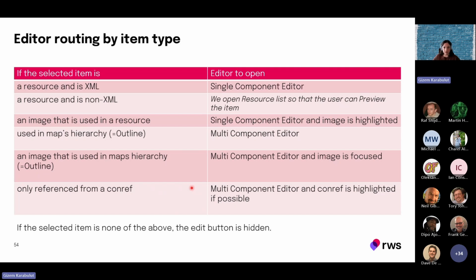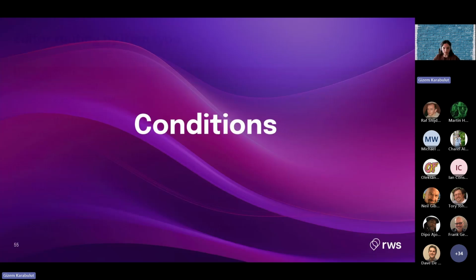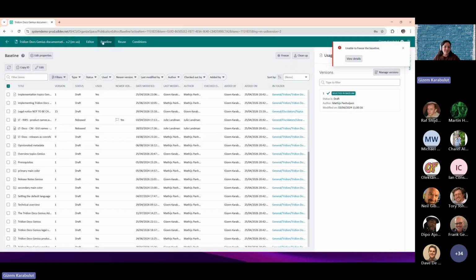If the selected item is an image that is used in the maps hierarchy, again, we open the multi-component editor and the image is focused. And if it's only a reference from a conref, again, we open the multi-component editor and the conref is highlighted if it's possible. And if the selected item is none of the above, the edit button is hidden. Okay, it was a long section.